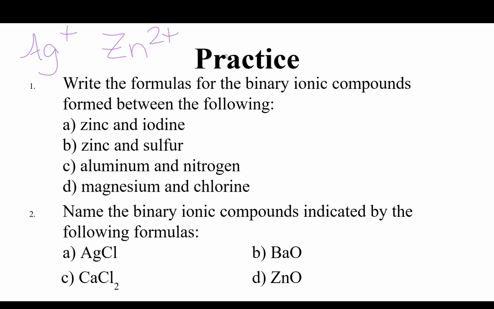So whenever you have zinc and iodine, we know zinc is +2 and iodine would be a negative. You do the drop and switch. So you have zinc iodide.